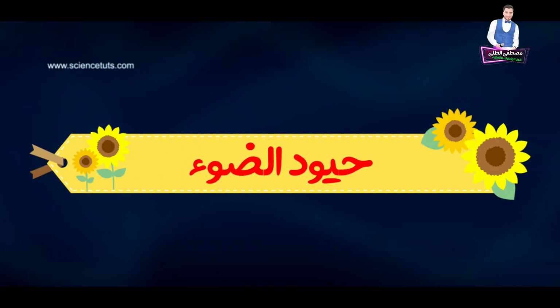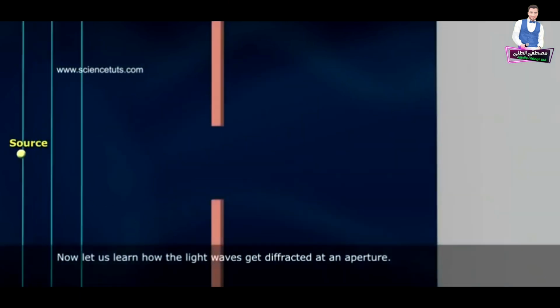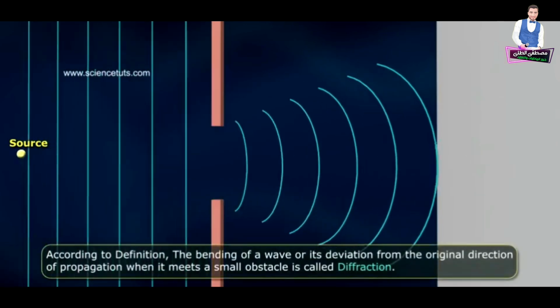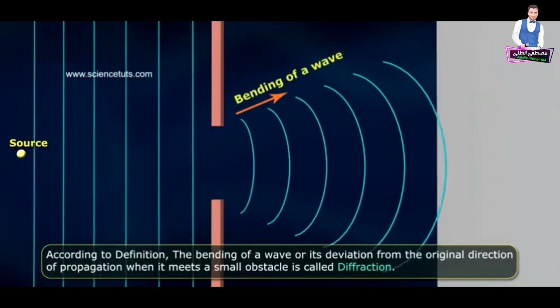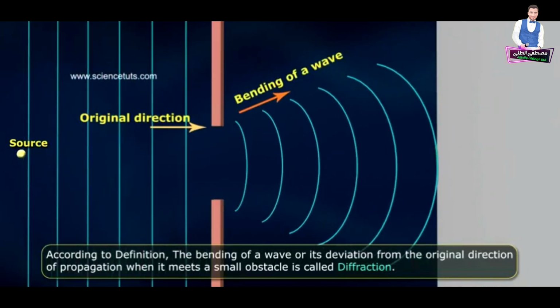Diffraction of light waves through an aperture. In our earlier session, we have learnt about diffraction. Now let us learn how the light waves get diffracted at an aperture. According to the definition, the bending of a wave or its deviation from the original direction of propagation when it meets a small obstacle is called diffraction.